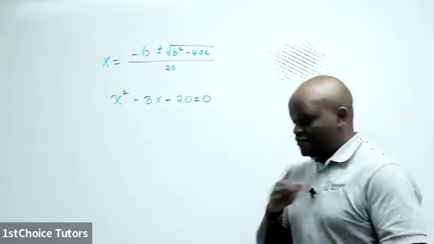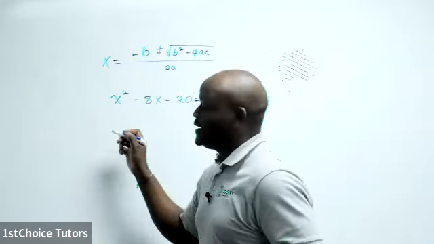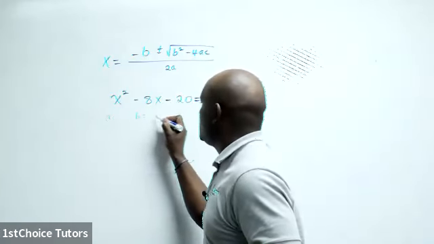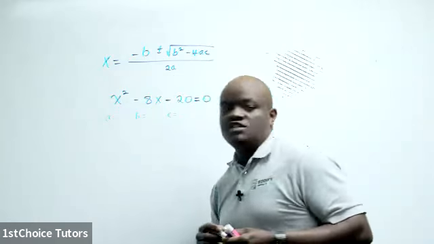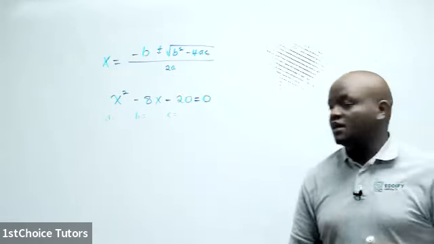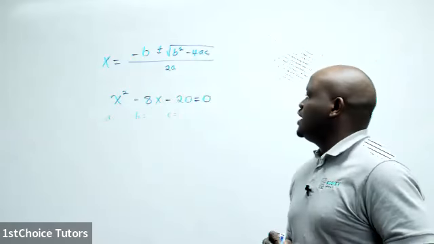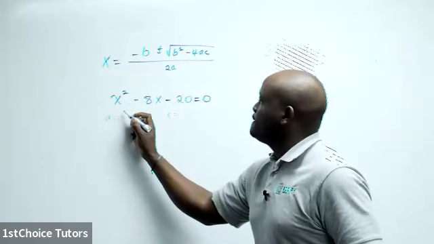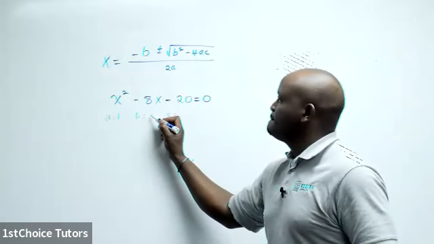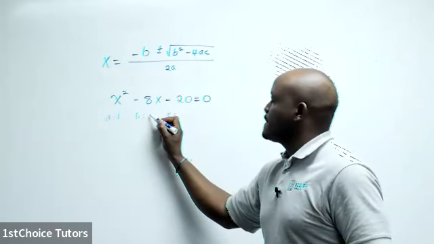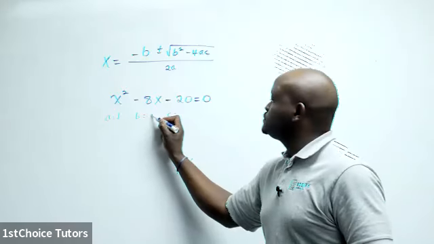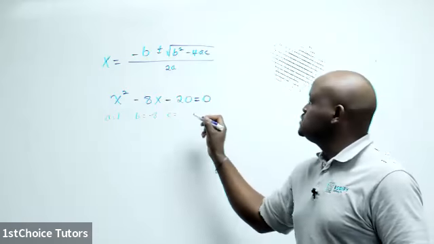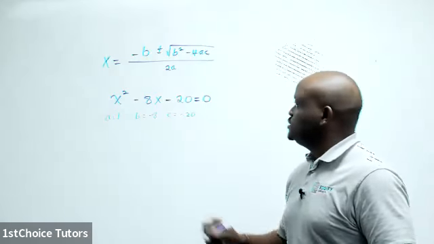Now we can attempt. So before you actually go into doing the problem, I highly recommend you write down your A, B, and C values. It may seem trivial or redundant, but I think it's one way for making sure you don't make any careless mistakes. Okay. What's your A value? 1. My B value is negative 8. My C value is negative 20.